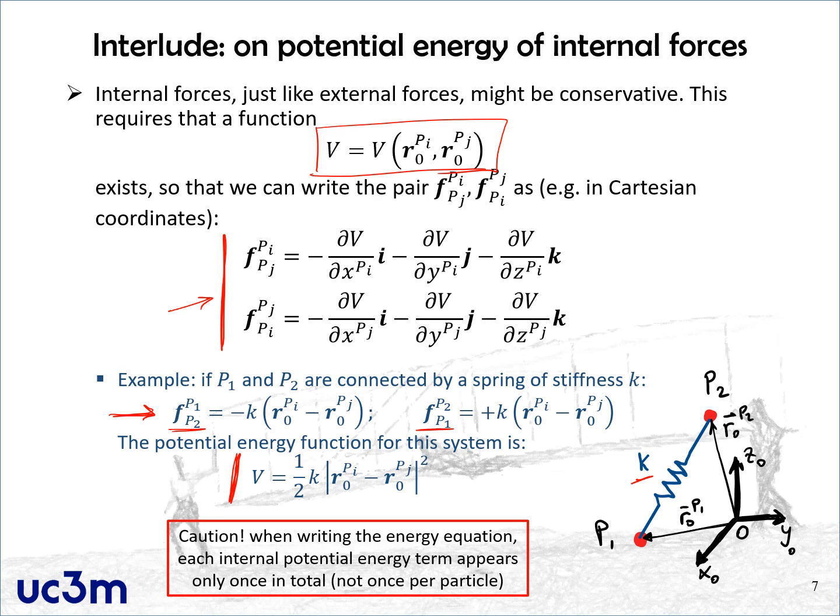Now, just a word of caution, because perhaps it's not so immediate. When you have a system of particles where there are internal forces that derive from a potential, in other words, forces that are conservative, when you write down the equation of the conservation of mechanical energy, you need to add the potential of the pair of forces only once. You don't have to add this potential twice, once for each particle. It's one time, once for the pair of particles, and that's it.